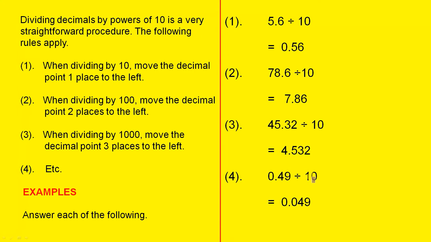0.49 divided by 10. There's the decimal point. Just move it one place to the left. So you have a 0, a 4 and a 9, and then the decimal point is here. And then you put another 0 at the front. Of course, that just makes it look very, very neat when you have a 0 there. I've mentioned this in previous videos.